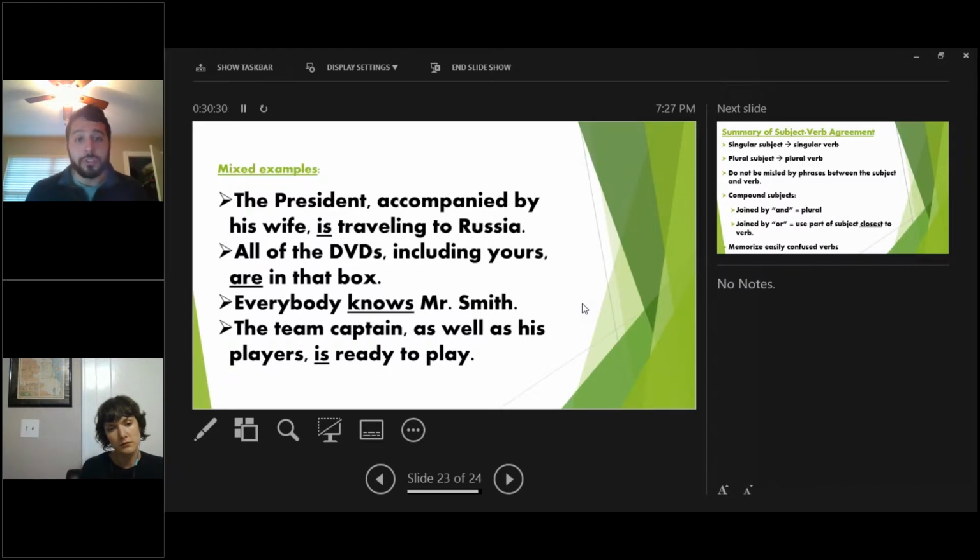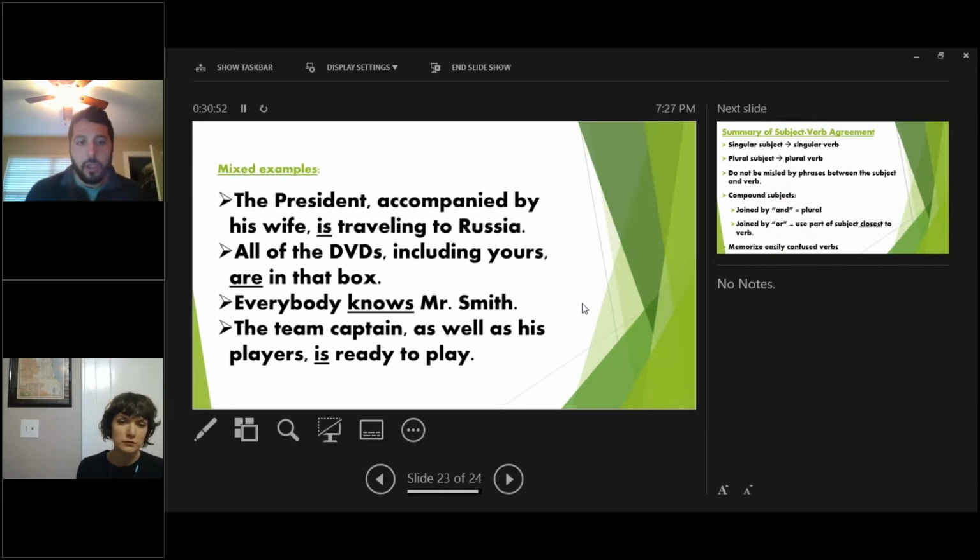Everybody knows Mr. Smith. So everybody is one of those words that I brought up earlier, like each and one, and basically any of those indefinite pronouns, so anybody or nobody. Everybody knows Mr. Smith. These are singular subjects that call for singular verbs with an S on the end. Everybody knows, with an S, Mr.